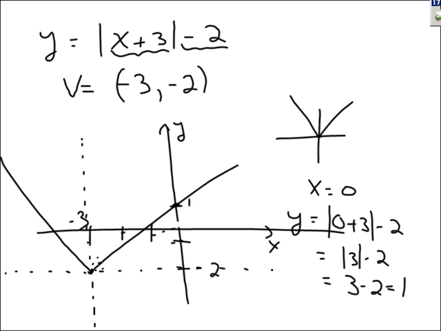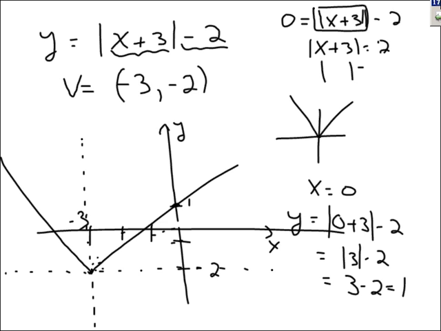Now if you want to find the x-intercepts, you let y equal 0. If y is 0, then you have the absolute value of x plus 3 minus 2 is 0. So then this must be 2. 2 minus 2 is 0. The absolute value of x plus 3 is 2. So what number can I put in the bars to get 2? The answer is positive 2 or negative 2.